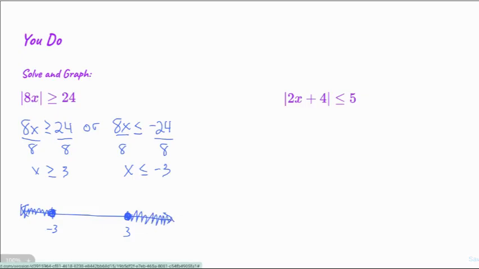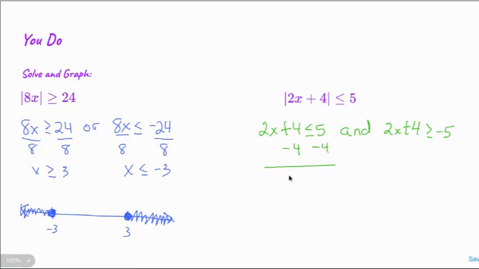All right, now the other one ends up being an and, so we do 2x plus 4 is less than or equal to 5, and 2x plus 4 is greater than or equal to -5. So go ahead and subtract 4. We get 2x is less than or equal to 1.